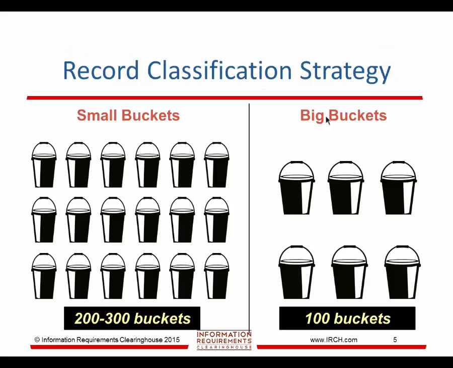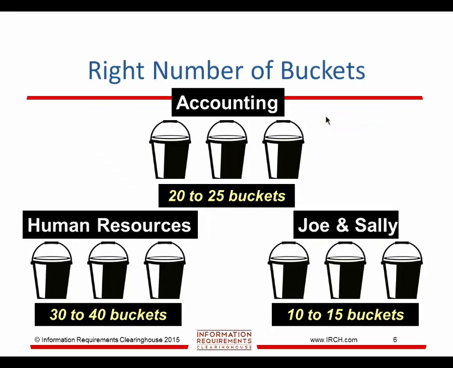And at that time, I threw up my bucket chart showing the small buckets. There could be 200 to 300 record series, for example. And as I said, they're more granular. With bigger buckets, there are fewer of them. Therefore, we have to consolidate descriptions of records together. And then the right number of buckets could be, for example, accounting could have 20 or 25, and human resources 30 to 40, and individuals then could have 10 to 15 or whatever is appropriate for their need.